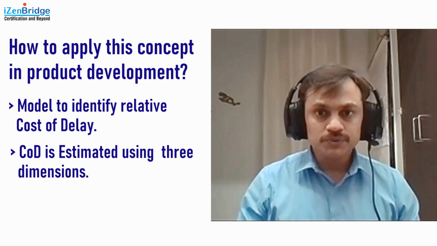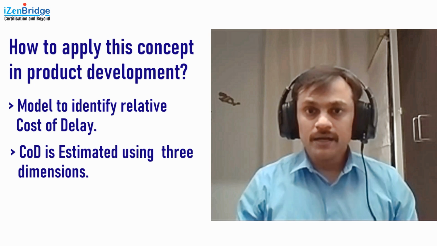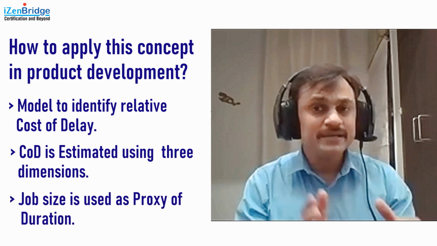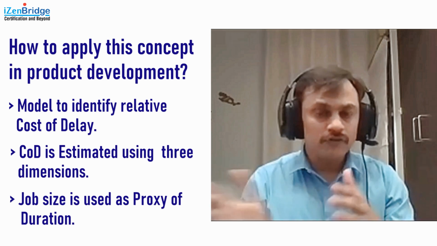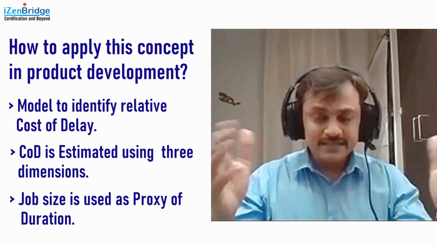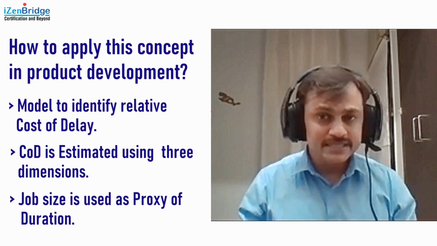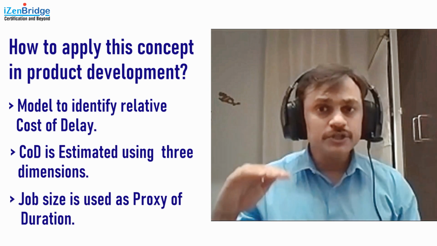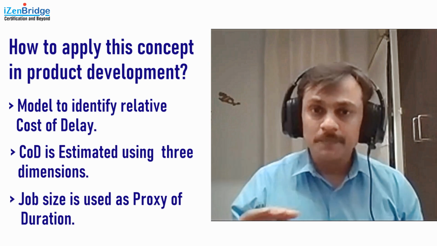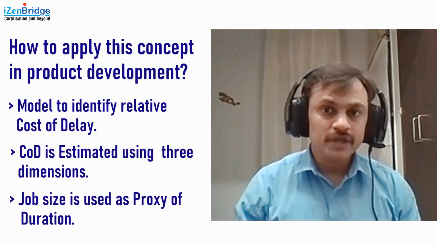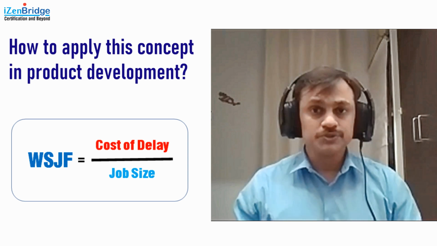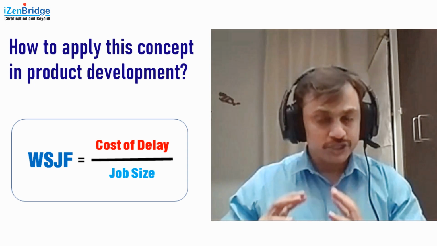And when it comes to the duration, it's again difficult to estimate duration, but it's easier to estimate the relative size of the jobs, because when we have say 5 jobs in preview, I can easily find out which one is the smallest one and which one is the largest one. So rather than using duration, I can use job size as a denominator. So in case of SAFe, the WSJF formula gets converted into cost of delay divided by job size.